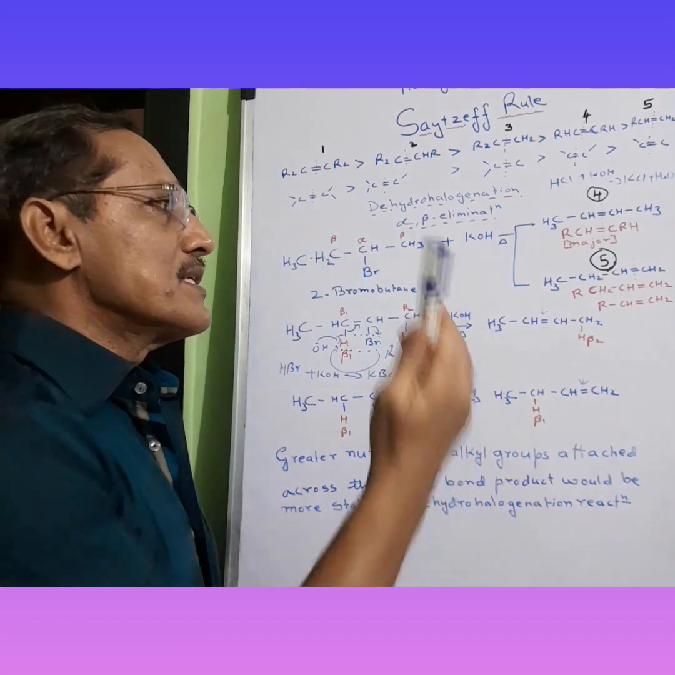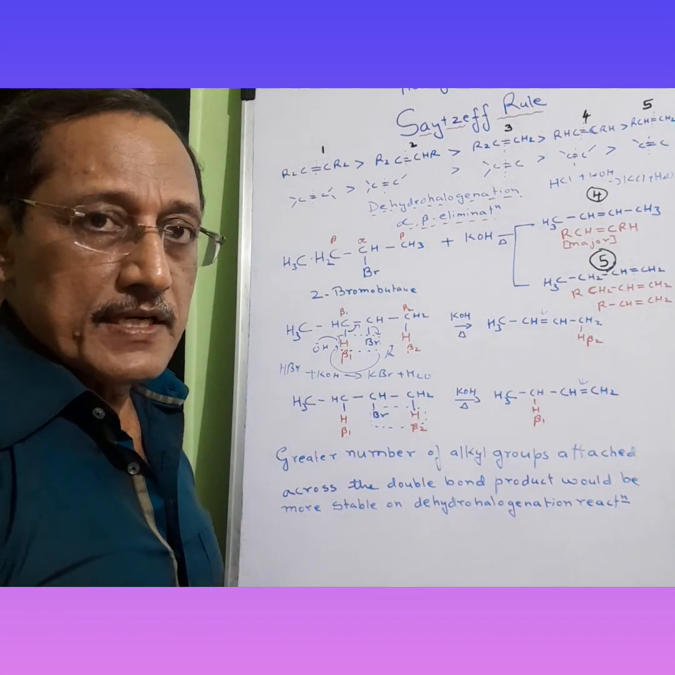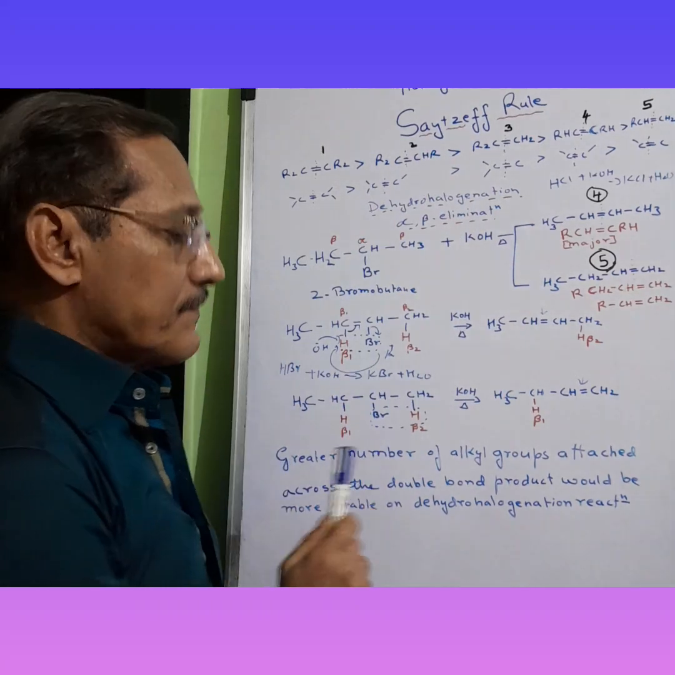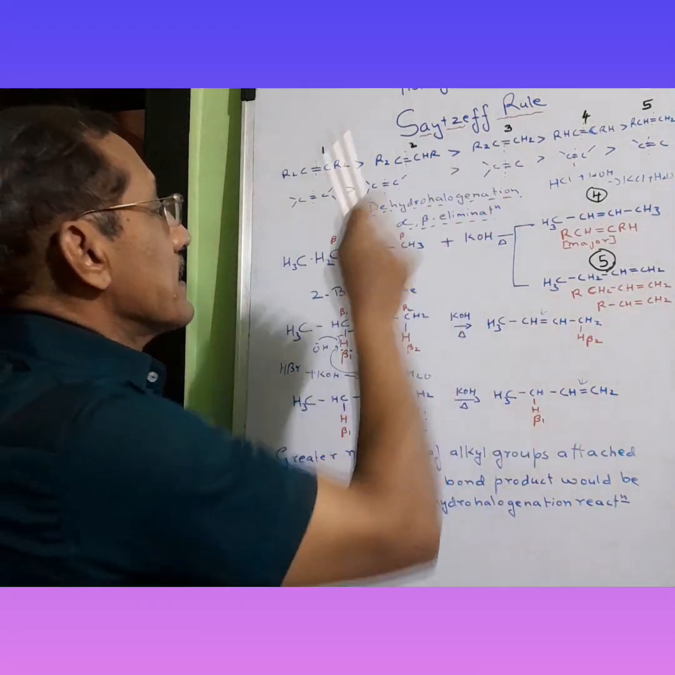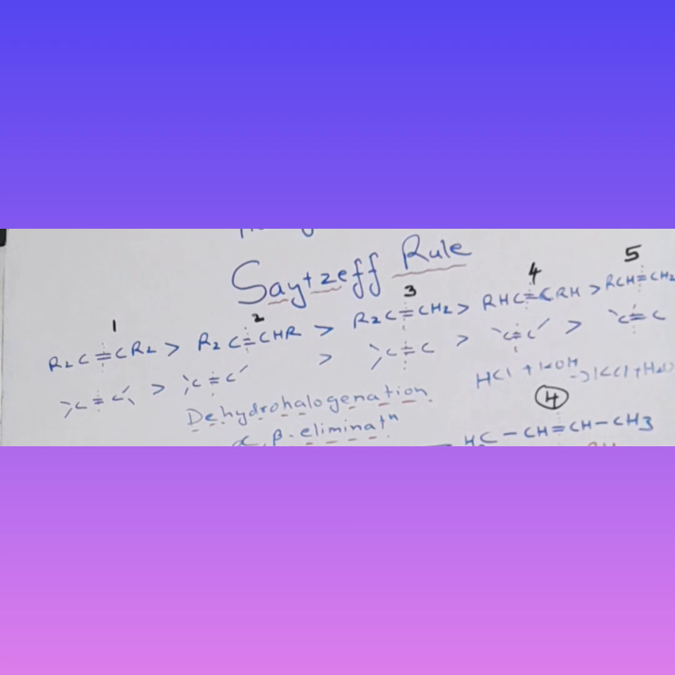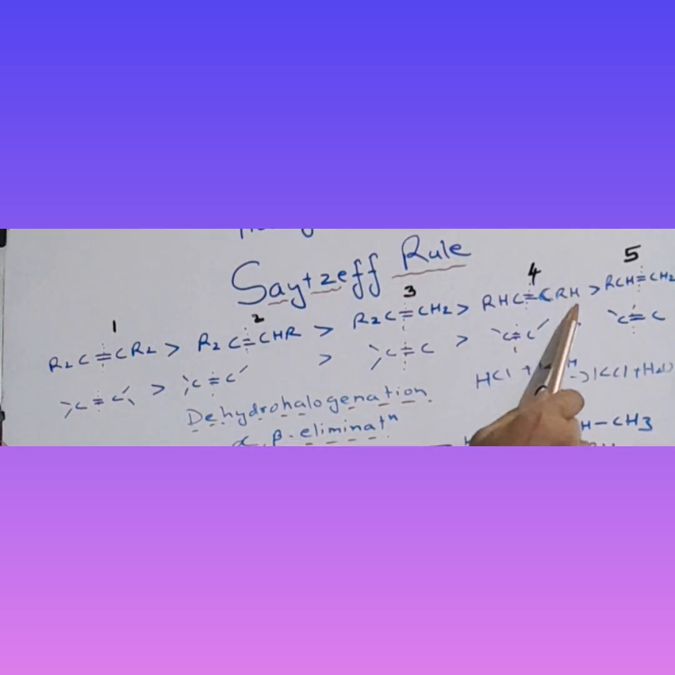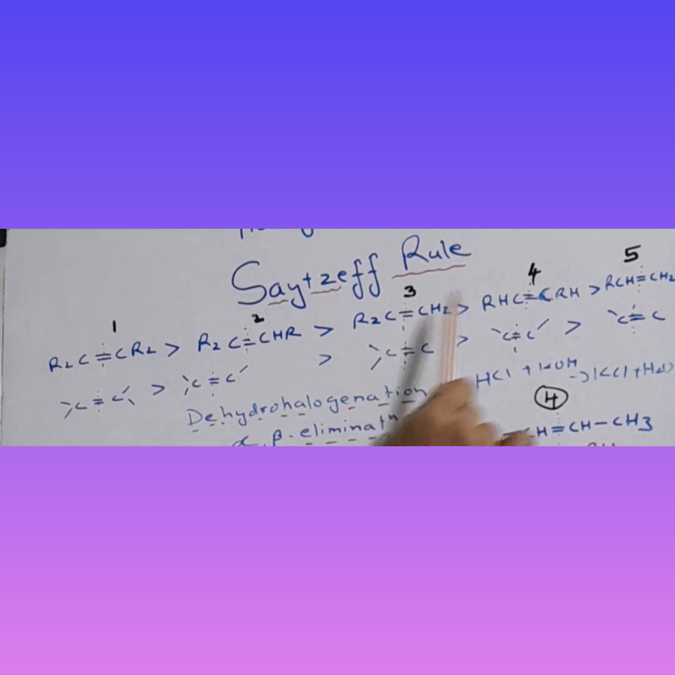Now which is major and which is minor? How can we decide? Let's get back to Saytzeff rule. What does Saytzeff rule say? Saytzeff rule says that the greater the number of alkyl groups attached across the double bond, the more stable the alkene. So we find here 4 alkyl groups attached across the double bond, so this has more stability. Here we have 2 plus 1 across, 3. Here there is 2 on this side, and here again there is 2, but on either side. So this is more preferred than this.